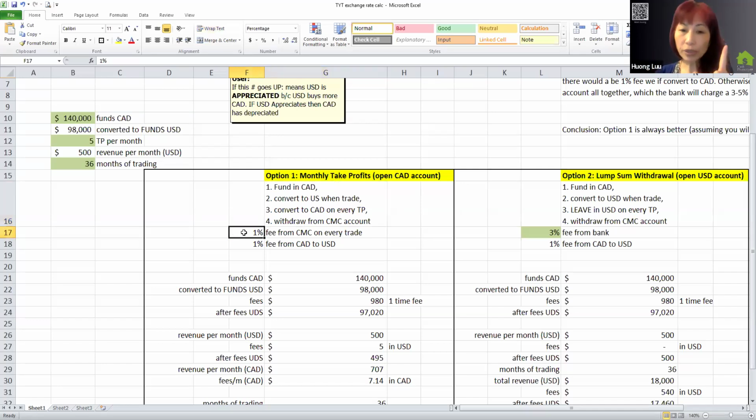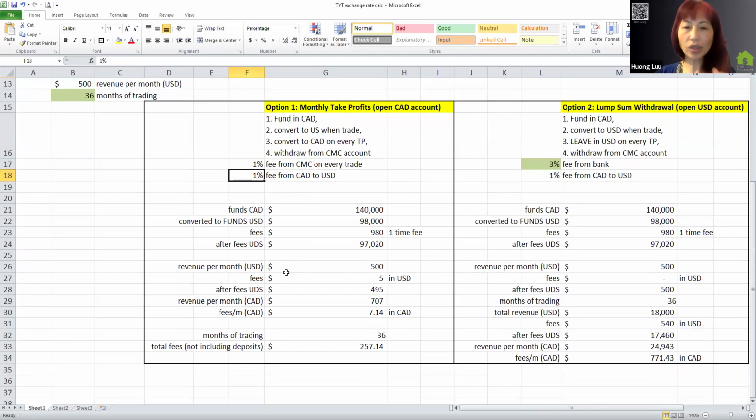Okay. So there's a 1% fee for every trade on the platform, and there's a 1% fee every time I go from Canadian to US. Okay. And this is on top of whatever the exchange rate is. So I'm running the scenario here. So you'll see this here. My funds in Canadian is 140,000, going to US is 98,000. So I'm going to pay a one-time fee here of $980. So assuming that I don't touch this, I don't have to insert more money, I pay $980 right off the bat. So then afterwards, I would have about 97,000 to trade on with the platform.